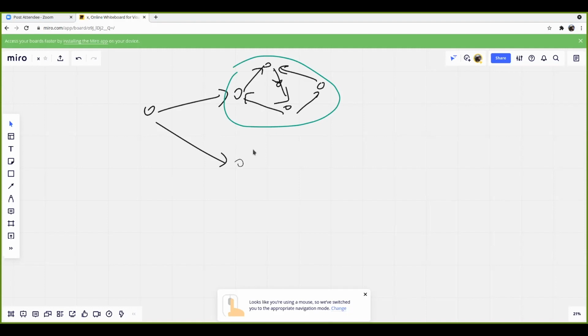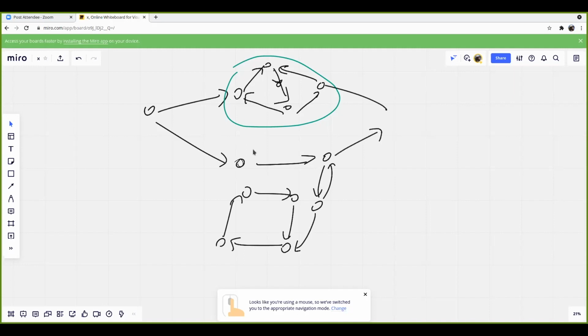There can be another vertex here, maybe a pair of vertices here. And from this one, you can have something like this, one more cycle elsewhere in the graph. And now you can meet from there and from here in the same vertex. So in this figure, on the whiteboard, each of the green circles represents one of the strongly connected components in this directed graph.